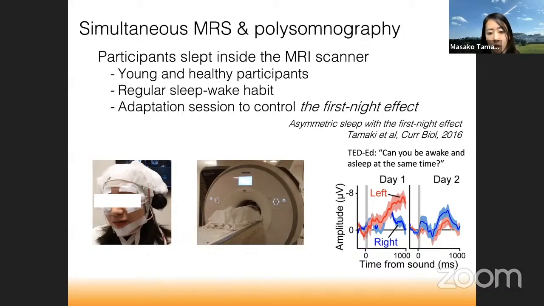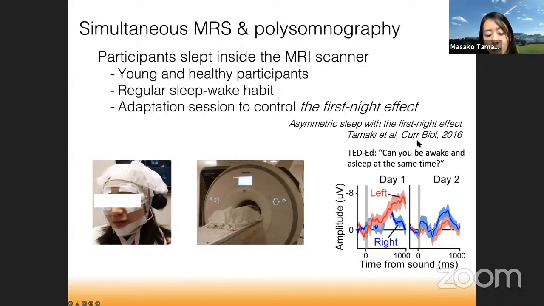This first night effect can also mess up our sleep studies, because when we invite participants to sleep in sleep chambers, we want to get good quality data, but people are not really used to sleeping in sleep chambers, so the sleep quality declines, and we sometimes have to throw away this data because of poor quality of sleep.